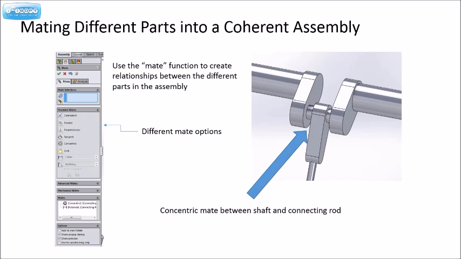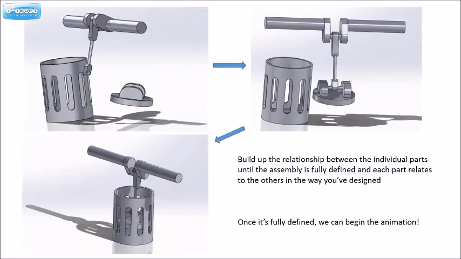So to begin with, I clicked on mate in the top left corner, and I began using concentric mates between the connecting rod and the shaft in order to create a relationship between those two parts. So you have multiple different mates that you can utilize, from coincident, parallel, perpendicular, tangent, etc. And I mostly utilized the tangent, concentric, and coincident mates for this assembly. So moving on to the other mates that I used.